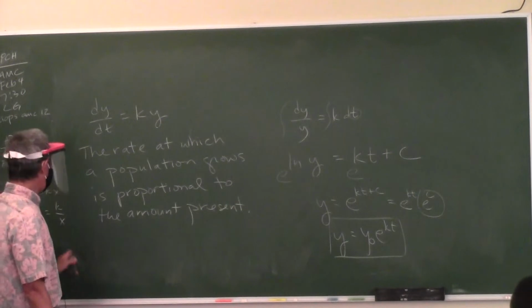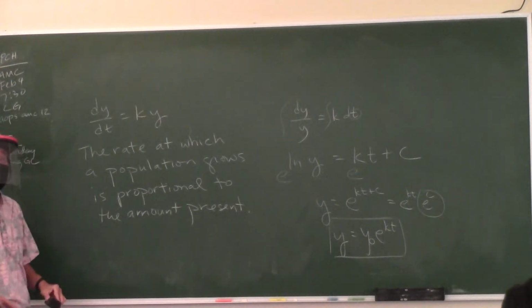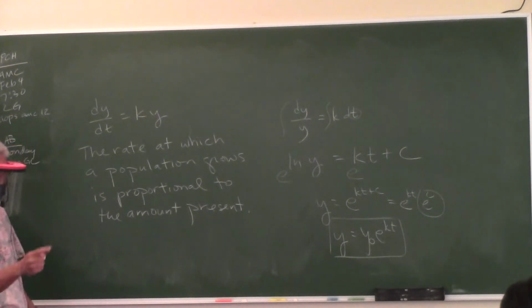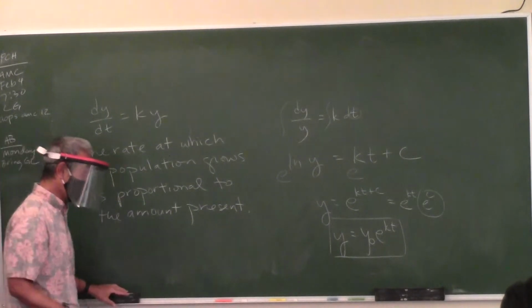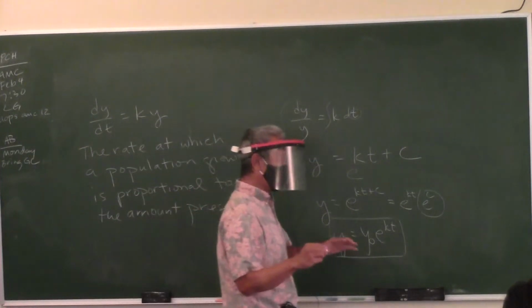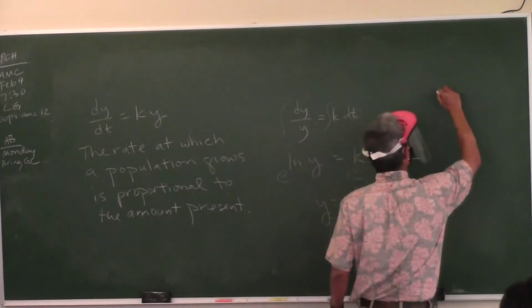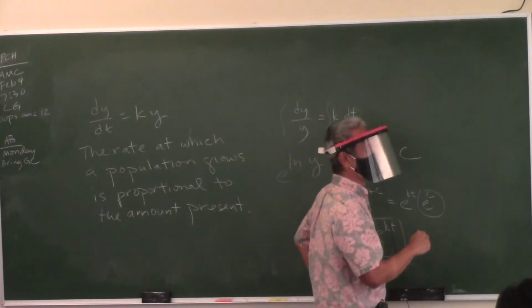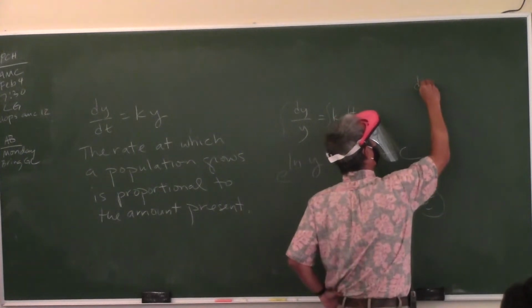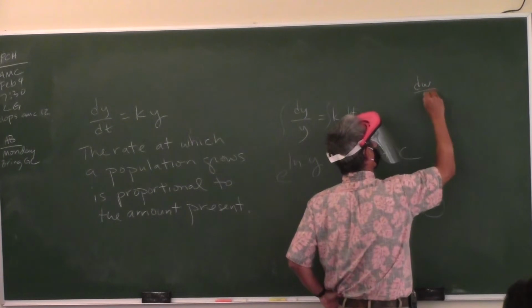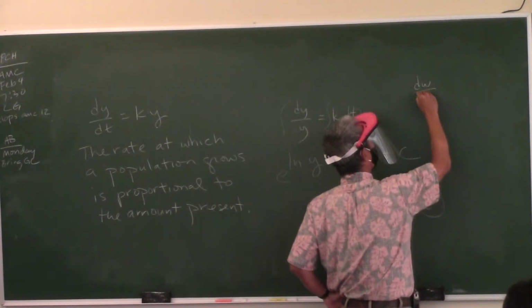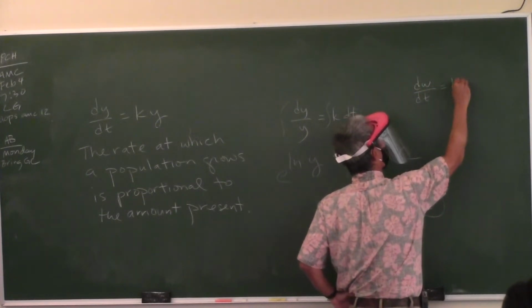Now, sometimes on the AP exam, they change the variables on you. And some of the problems on tonight's homework, they're going to do that too. But do not let that fool you. What if they said, remember on the AP exam, they said the rate at which the weight of a puppy grows is proportional to its weight.